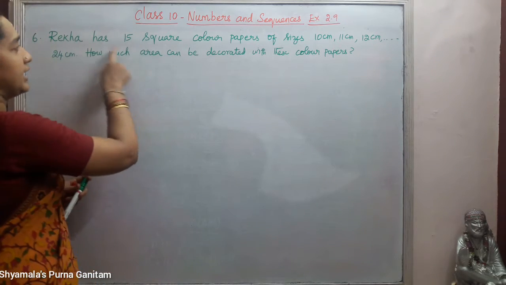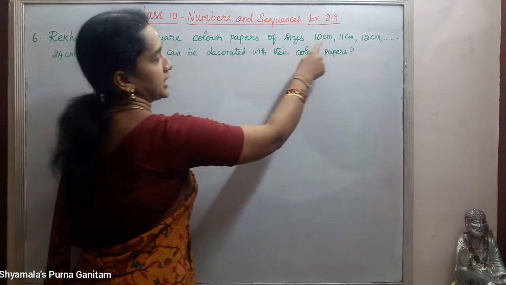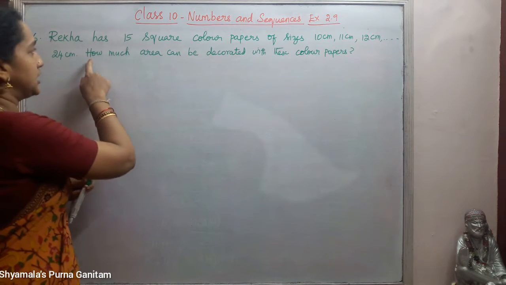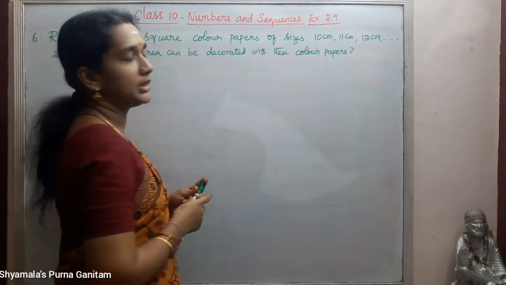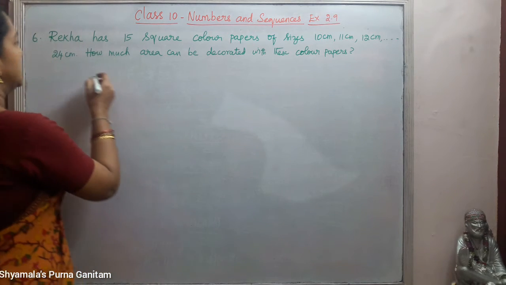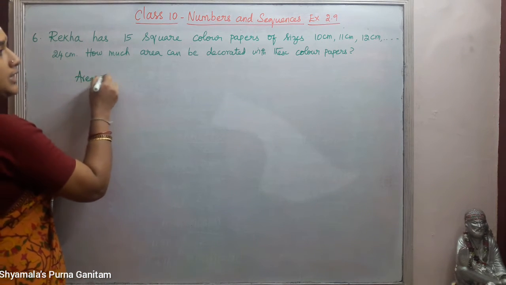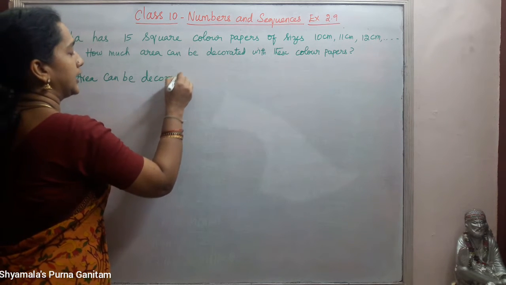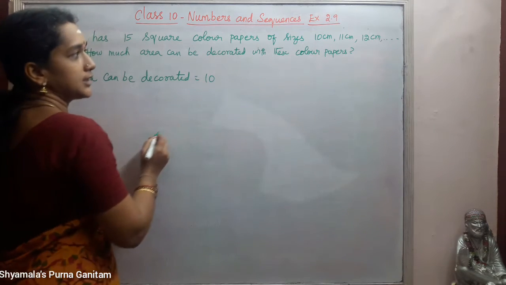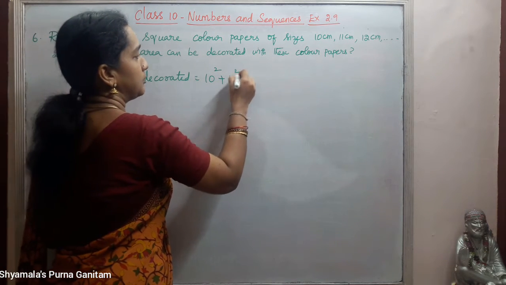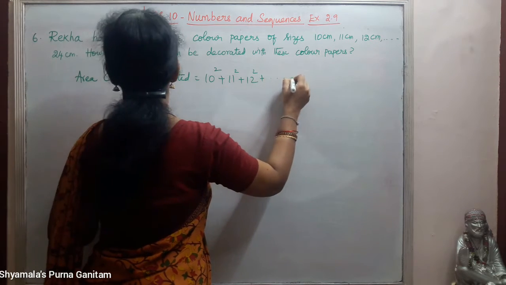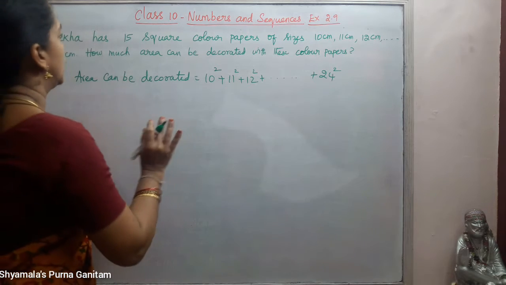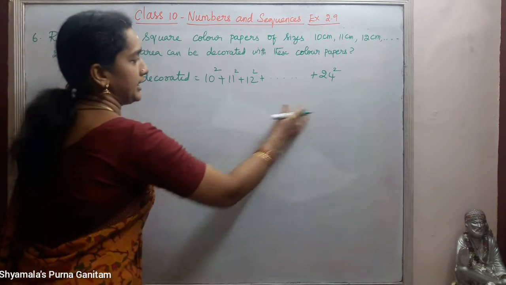Next sum is, Rekha has 15 square color papers of size 10 cm, 11 cm, 12 cm up to 24 cm. How much area can be decorated with these color papers? Okay, so area that can be decorated is equal to, since it is square paper, 10 squared plus 11 squared plus 12 squared up to 24 squared. Okay, so we are asked to find the area of this.